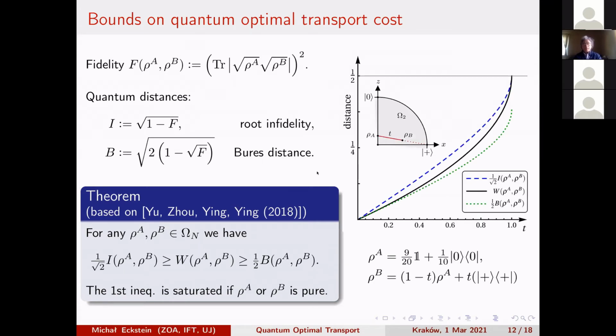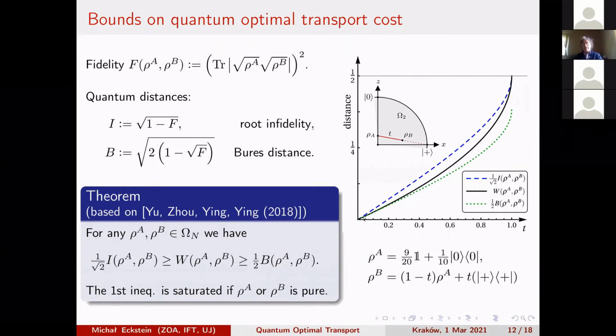Okay, so here's an illustration. Suppose you have a Bloch ball, and you take a real slicing of it. We set y equal to 0, so you have just x and z, the plane spanned by the 0 and plus states. Suppose you start here. You take a rho A, which is close to the middle, but not quite. So it's this state. Your rho B starts at the same point, and then it moves to the plus state.